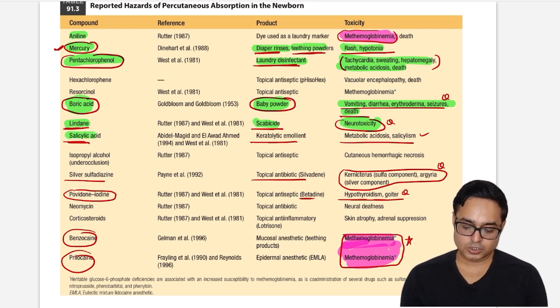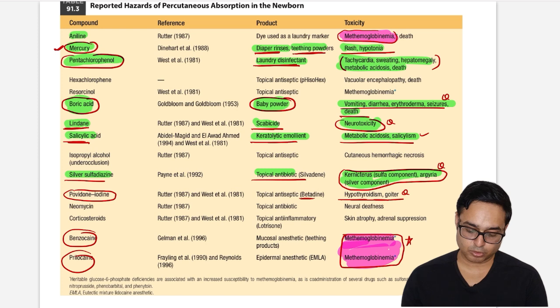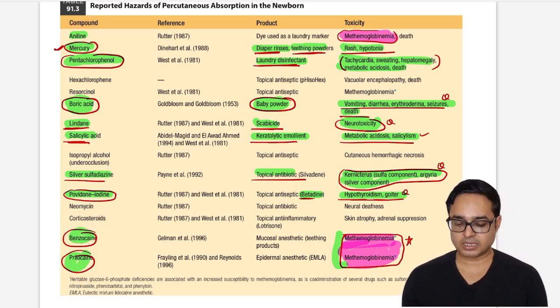Salicylic acid, which is used by dermatologists, is a keratolytic emollient. It causes metabolic acidosis and salicylism. Silver sulfadiazine, which is used in burns, causes kernicterus because it has a sulfur compound, very important. Povidone iodine, which we all know as Betadine, causes hypothyroidism and goiter. Benzocaine and prilocaine both cause methemoglobinemia. So methemoglobinemia is caused by aniline, benzocaine, and prilocaine, three drugs which are important.